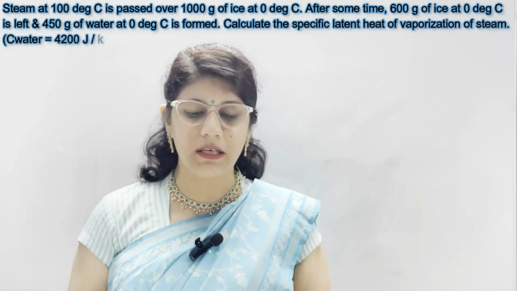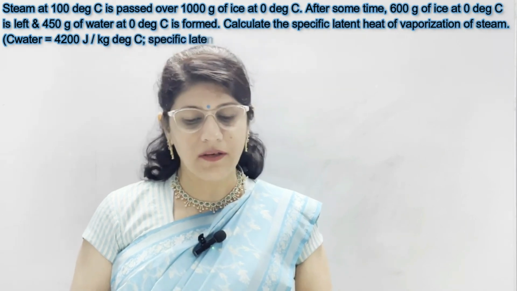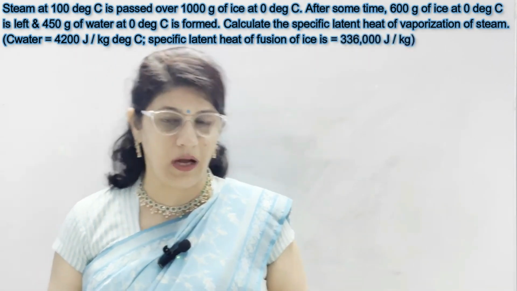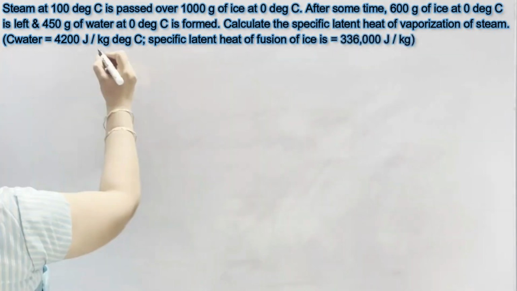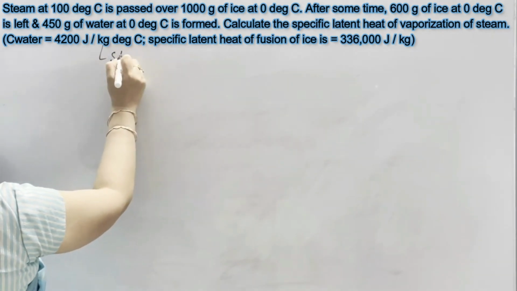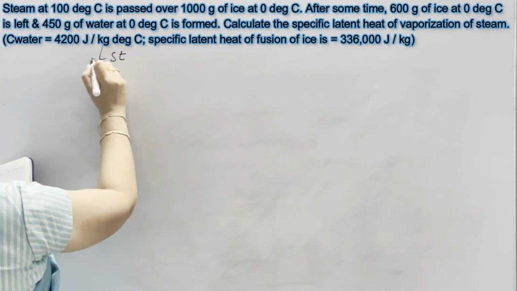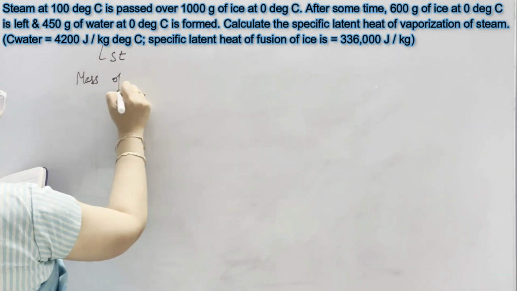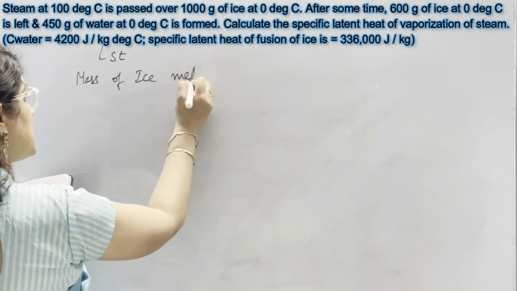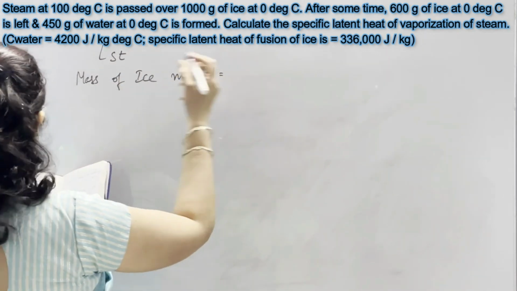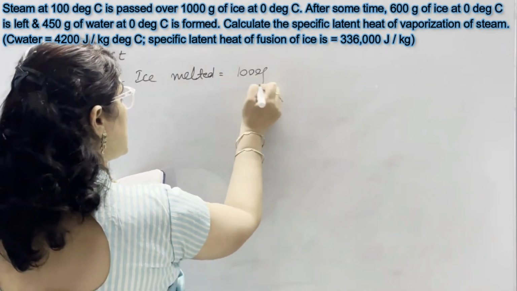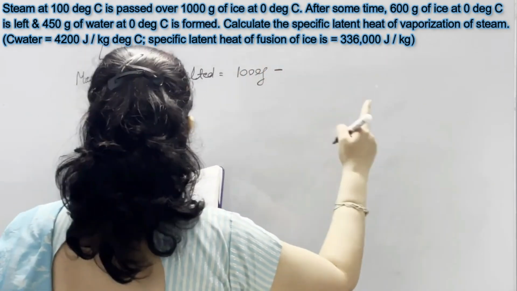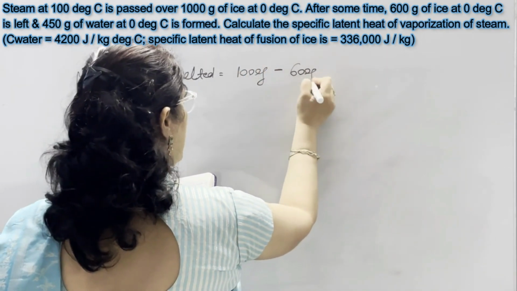Calculate the specific latent heat of vaporization of steam, and the specific latent heat of fusion of ice is given as 336,000 joule per kg. So let the latent heat of vaporization of steam be L steam. Now, mass of ice melted is not given directly, so how much is it? Initially the mass of ice is 1000 gram, and it is given that after some time 600 gram of ice is left.